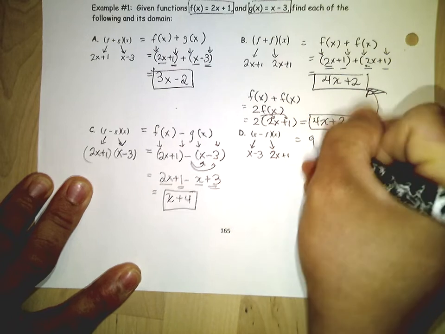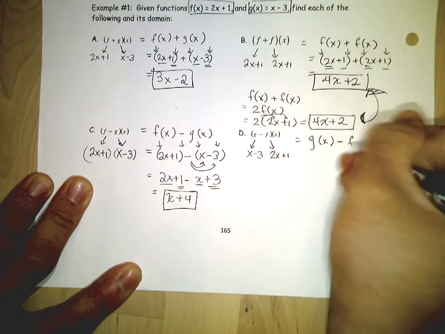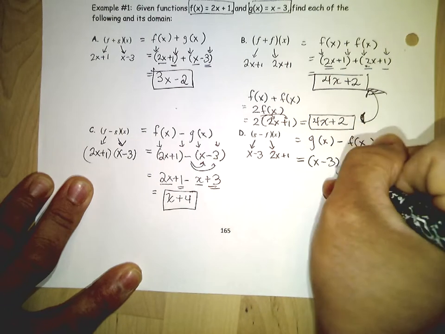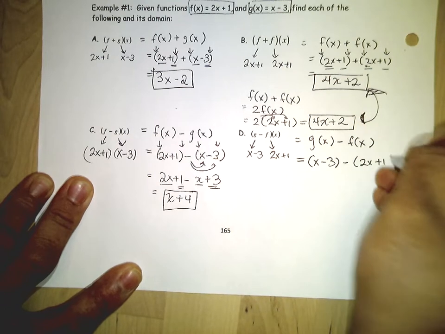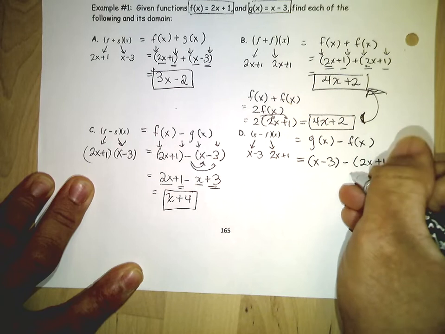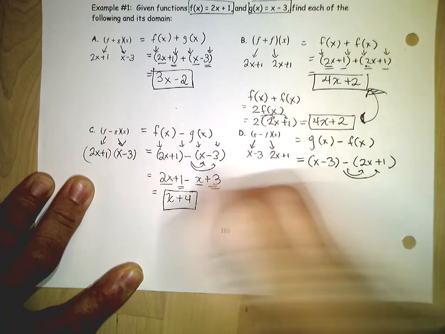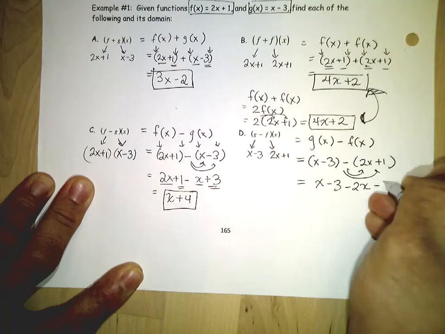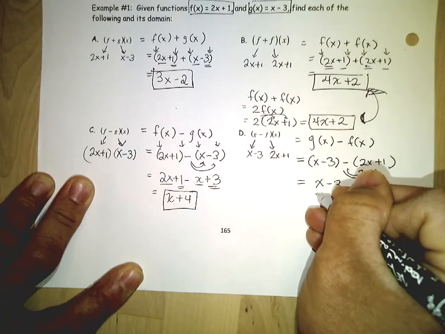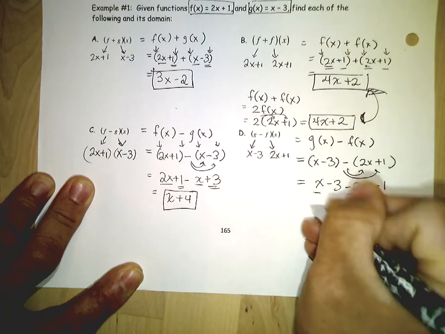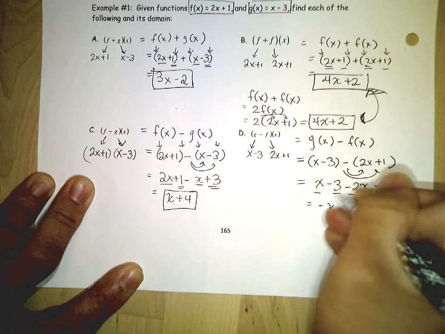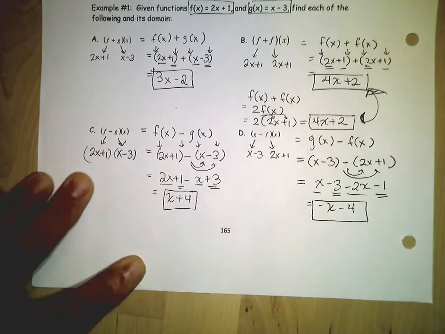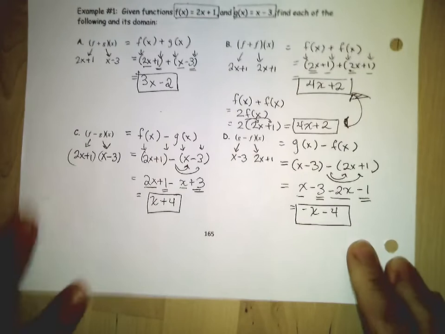All right, for D, (g − f)(x), g is x minus 3, f is 2x plus 1, so this is g(x) minus f(x). I'll write these in parentheses, x minus 3 minus 2x plus 1. Remember to distribute, just like in problem C, so I have x minus 3 minus 2x minus 1. And if I combine like terms, x minus 2x is negative x, negative 3 minus 1 is negative 4, so I end up with negative x minus 4.